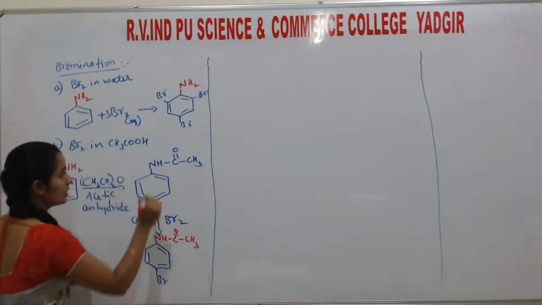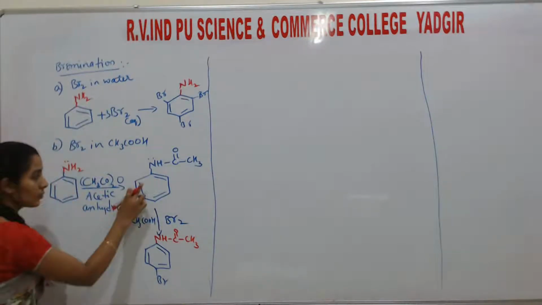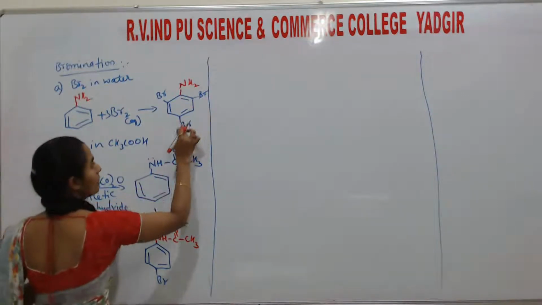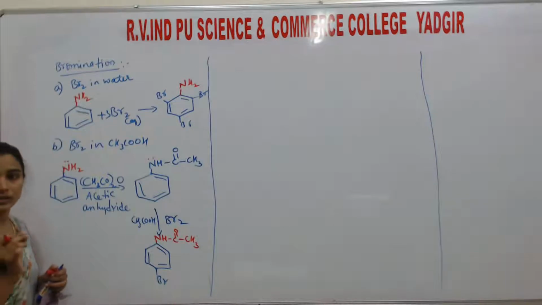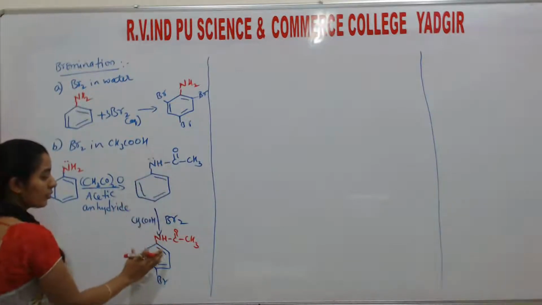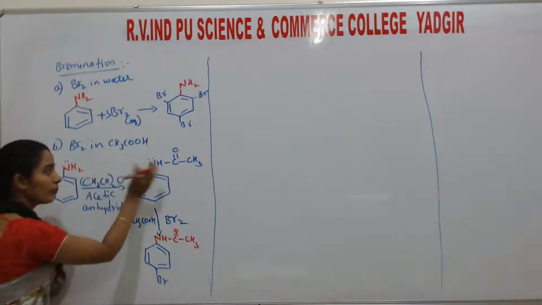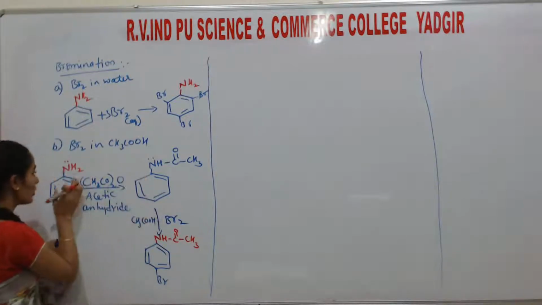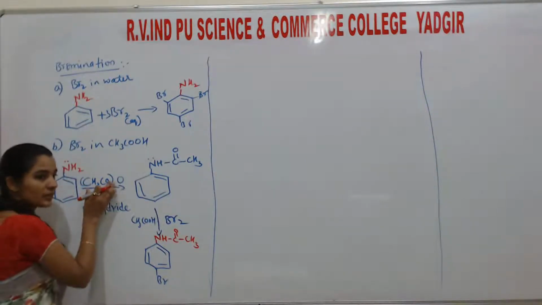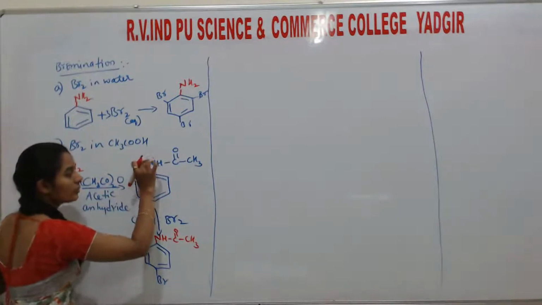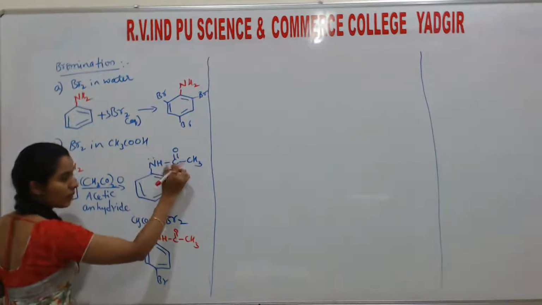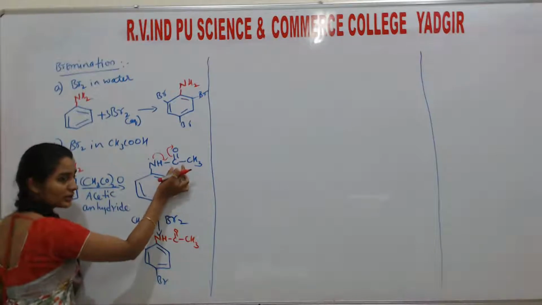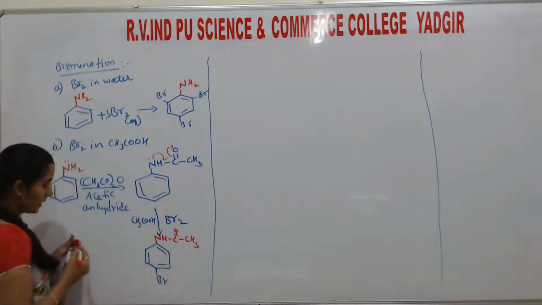Why is it protected, students? The lone pair of electrons on this nitrogen is involved in resonance, which results in the formation of this type of complex, because at the ortho and para positions they create a minus charge in the resonance. So to obtain the mono-substituted compound, we have to protect this lone pair of electrons involved in resonance with the benzene ring. That's why we protect the NH2 group by addition of acetic anhydride. Then these lone pair electrons are involved in resonance with the carbonyl group, not with the ring. So then it easily forms this type of compound.